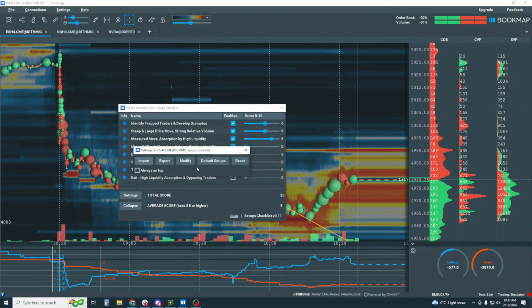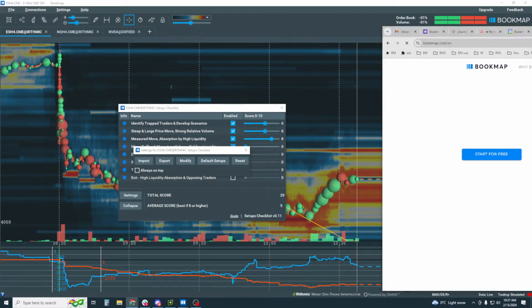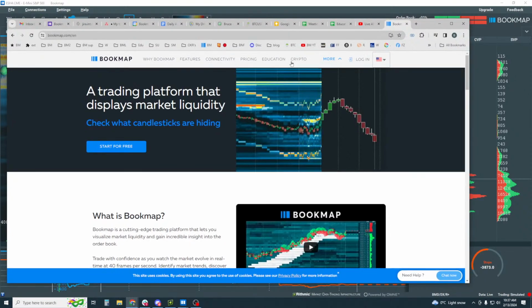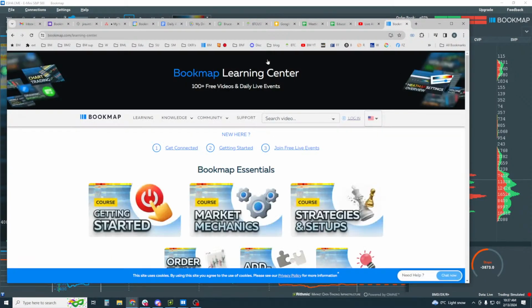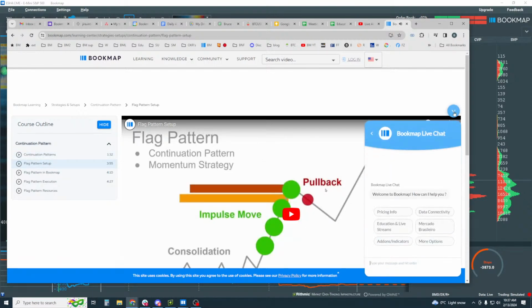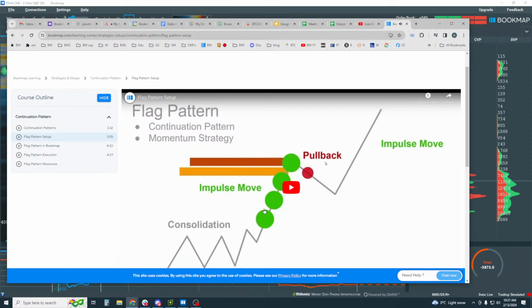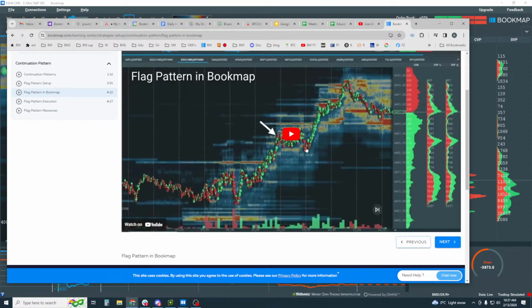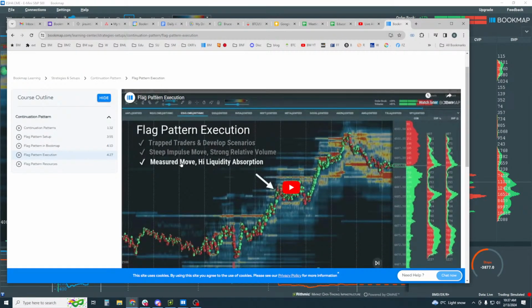All right. Let me show you where I'm coming from on this. It's from our education here on bookmap.com, strategies and setups. And we have a flag pattern, continuation pattern in here. And we go through what to look for in a diagram, then how to look for it in Bookmap on the chart, and we overlay the pattern, and then also a checklist.